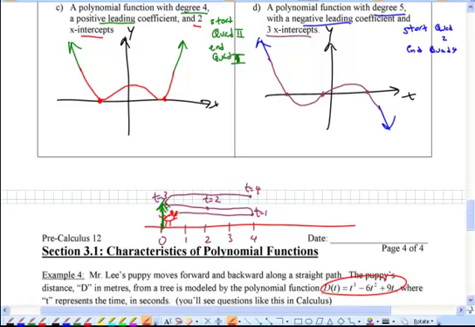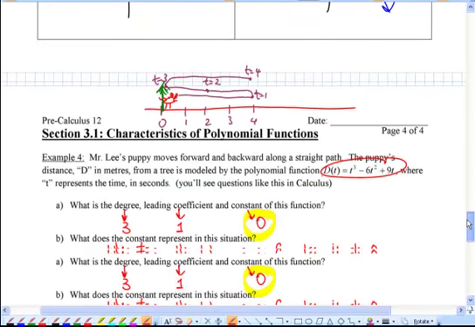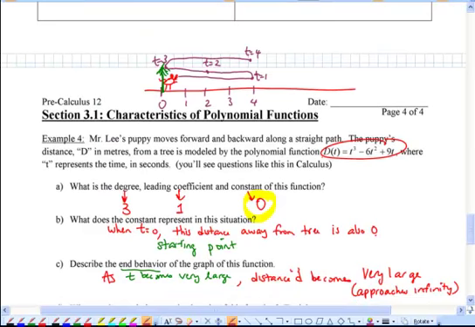And remember how I said earlier what happens with the end behavior of this graph? Yes, as t goes to infinity, the distance d becomes very large. So I guess what that means is that this graph just goes on and on forever. He just runs further and further away from the tree until he's never going to come back. Okay? So that's what this equation describes in terms of my puppy's movement along a straight line.